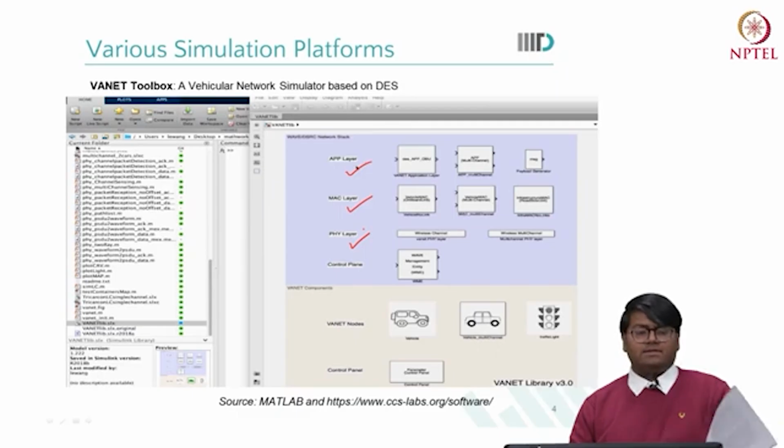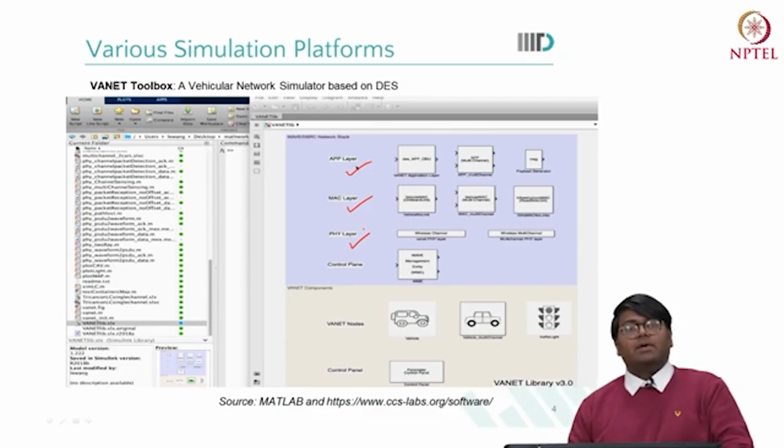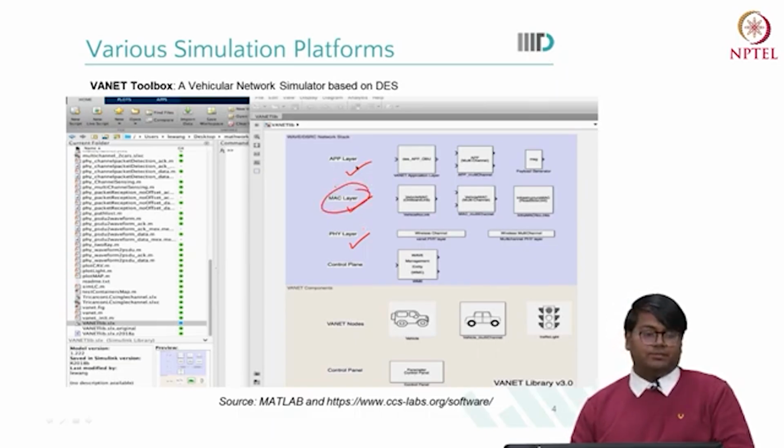Now I'll quickly discuss various simulation platforms that are used for vehicular network simulations. First, we will briefly discuss our VNet toolbox. This VNet toolbox is a vehicular network simulator which is also a Simulink library, and this library contains various network layers. We have the application layer, the MAC layer, and the physical layer.